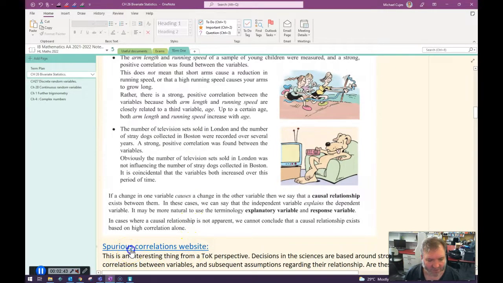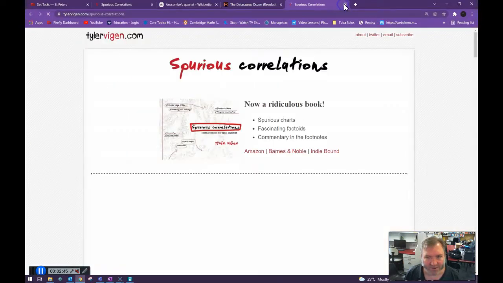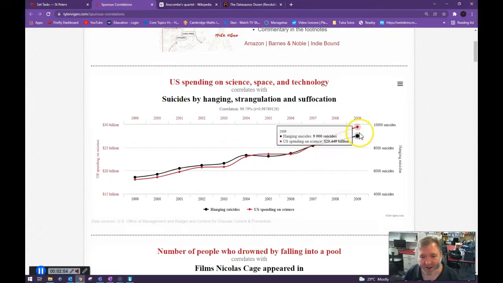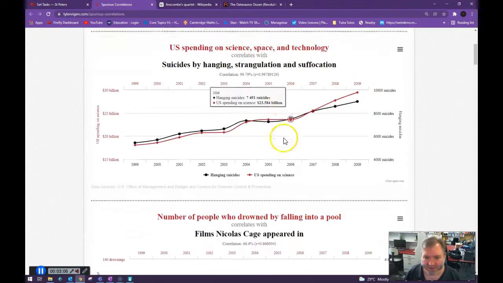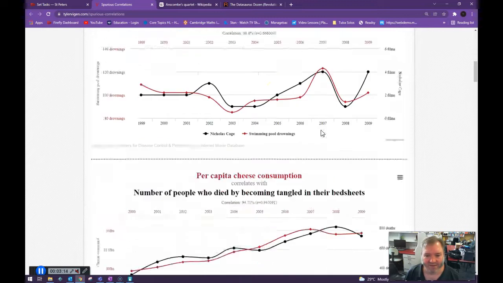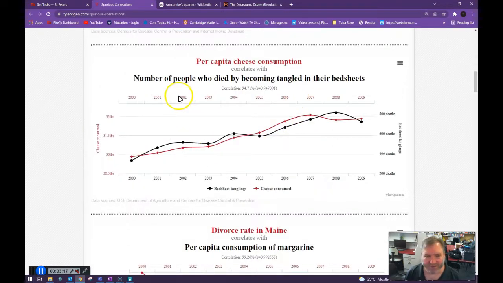And if we jump over to our Spurious Correlations website, we've already got it here. You can see some really interesting examples of things that are highly correlated, but clearly one is not causing the other. For instance, suicides by hanging, strangulation, and suffocation correlates really highly with US spending on science, space, and technology. No suggestion that this is going to be causing the other. Number of people who drowned by falling into a pool, and the films Nicolas Cage appeared in any given year. Again, these aren't causal events. These are correlated events. There's something that says that they're strongly related, but there's no real explanation why.